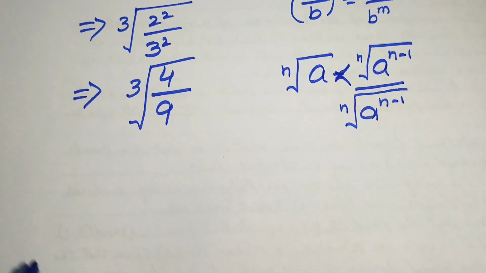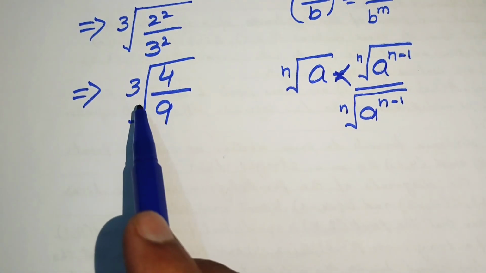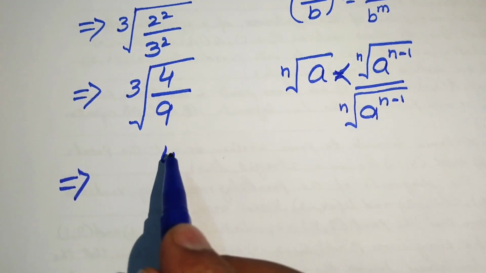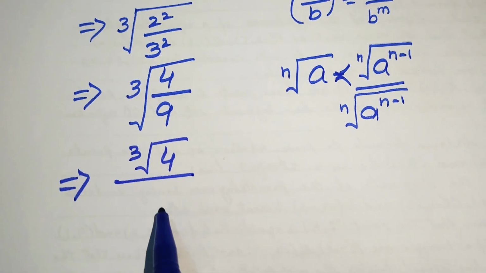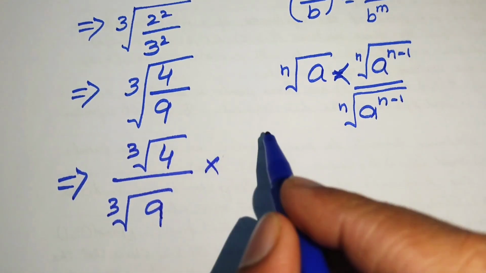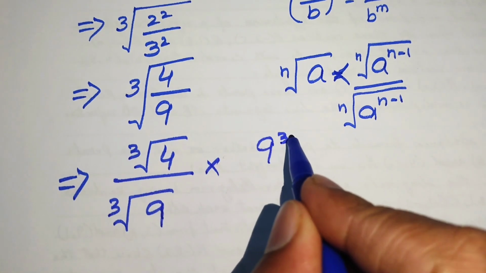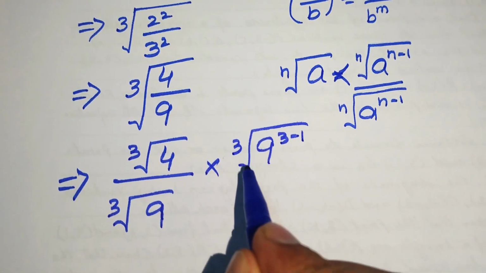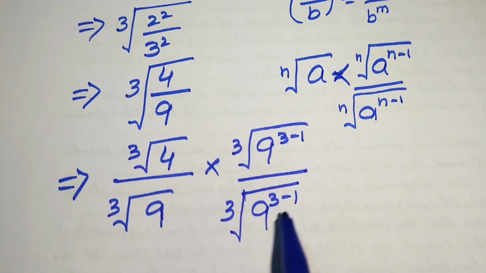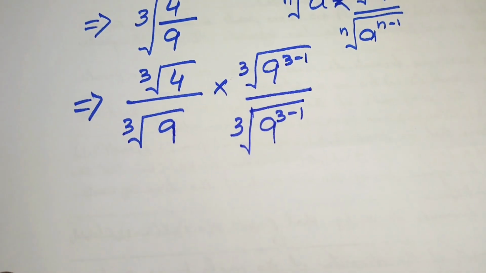So now you see that first we break this cube root and we write separately this cube root on both of these terms, and we write it as cube root of 4 divided by cube root of 9. And now we apply this nice exponential law and we multiply and divide this term by 9 to the power of 3 minus 1 and cube root, divided by cube root of 9 to the power of 3 minus 1.